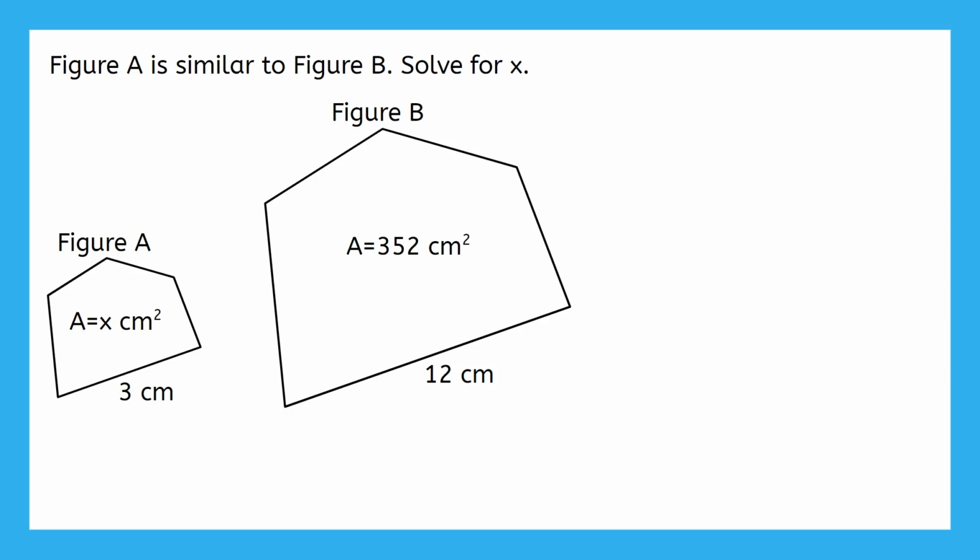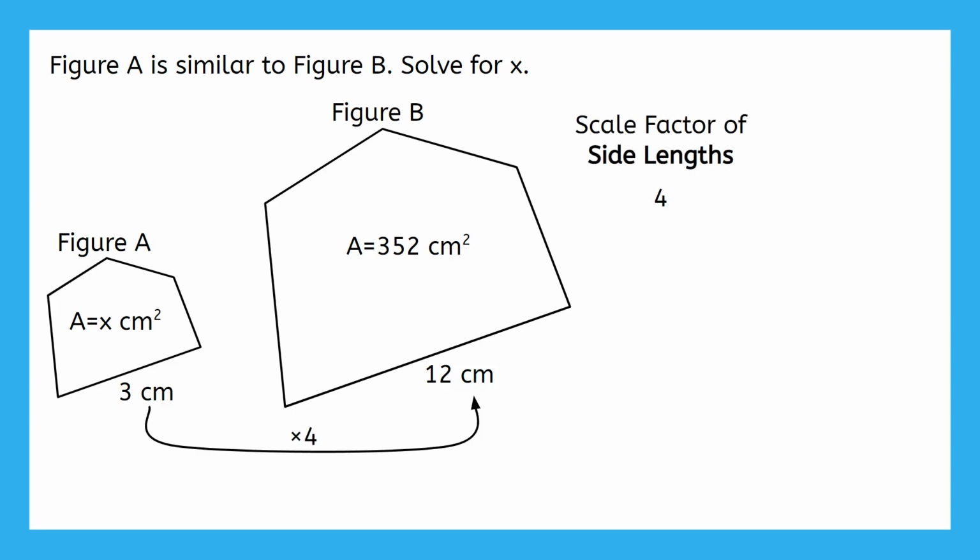Did you notice that since I have two known corresponding side lengths, I can figure out their scale factor? Well, let's start here. We could choose to do this in either direction, but most people tend to like whole numbers more than fractions. So what would you multiply times 3 to get 12? Yeah, 4. So the scale factor for the side lengths is 4.